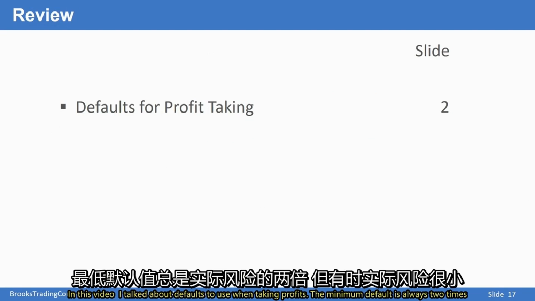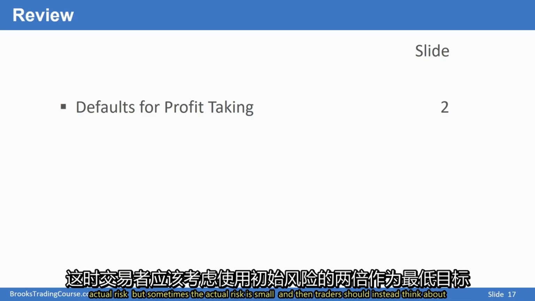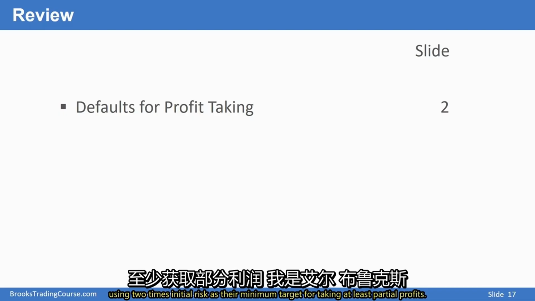In this video, I talked about defaults to use when taking profits. The minimum default is always 2 times actual risk, but sometimes the actual risk is small, and then traders should instead think about using 2 times initial risk as their minimum target for taking at least partial profits.